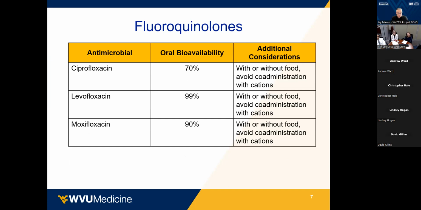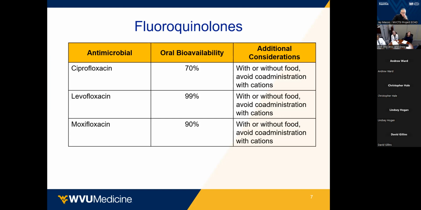Next, I wanted to move on to our fluoroquinolones. They are agents that we use frequently in our COpAT program, in large part thanks to their high oral bioavailability and their demonstrated efficacy in treating deep-seated infection with recent literature publications. They all are relatively highly bioavailable. Ciprofloxacin comes in around 70%, whereas Levaquin and moxifloxacin exceed 90% bioavailability.